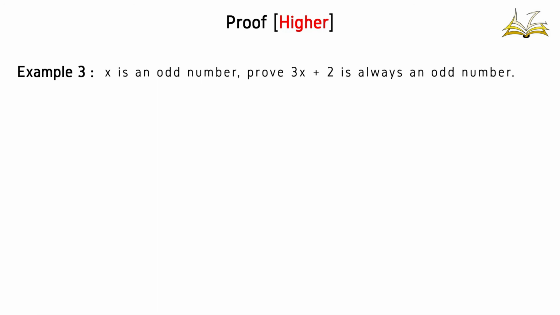So example 3, x is an odd number. Prove 3x plus 2 is always an odd number. So we're going to make x equal to 2n plus 1, because earlier we've seen that 2n plus 1 is how we show an odd number using algebra. So now I'm going to replace the x here with 2n plus 1. So 3 times (2n plus 1) plus 2.